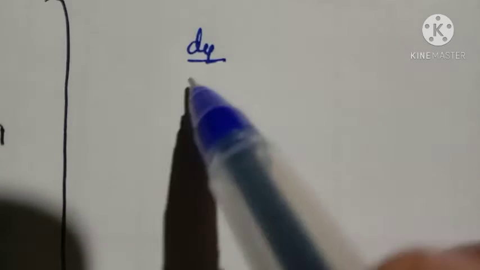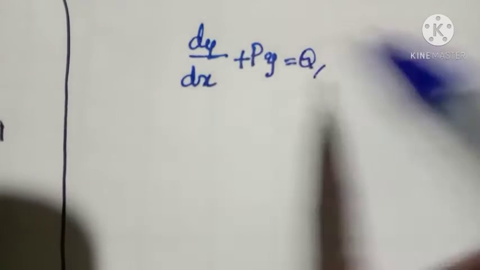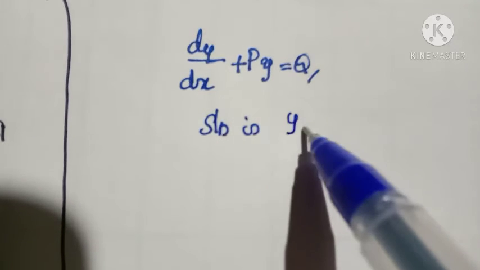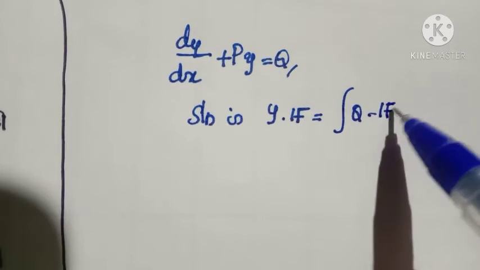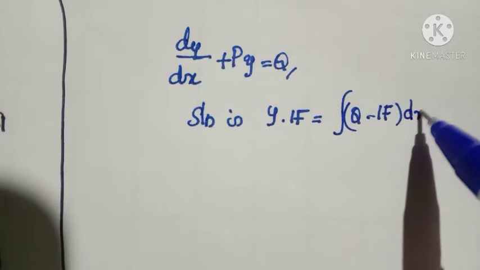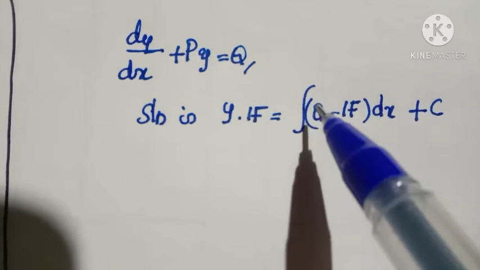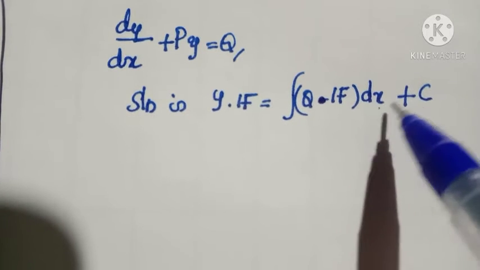For dy by dx plus py is equal to q, the solution is obtained by y into integrating factor is equal to integral of q into integrating factor with respect to x, plus c.